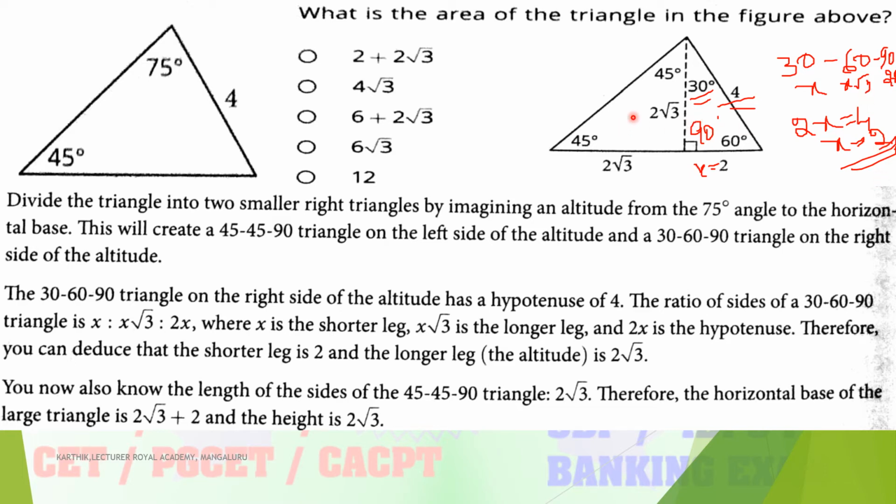X is 2. So opposite to 60 degree, this side, 2 square root of 3. The formula is x square root of 3, so you just write 2 square root of 3.